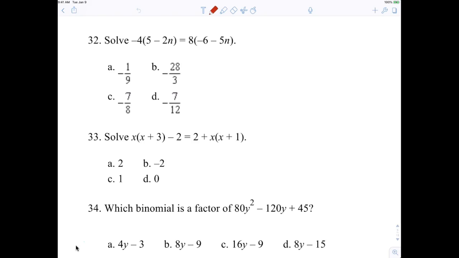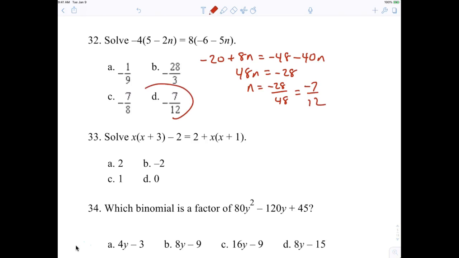It's not even a quadratic, but it's designed to make sure that you know the difference between how to solve a quadratic and how to solve something that's called linear. All right, so when you distribute here, you end up with negative 20 plus 8n equals negative 48 minus 40n. So now we have 48n is equal to negative 28. So n is equal to negative 28 over 48, and that just reduces to negative 7 over 12.